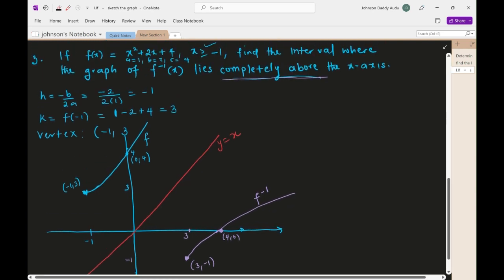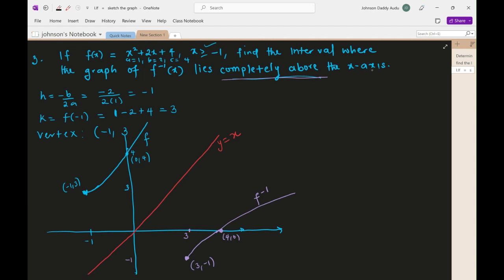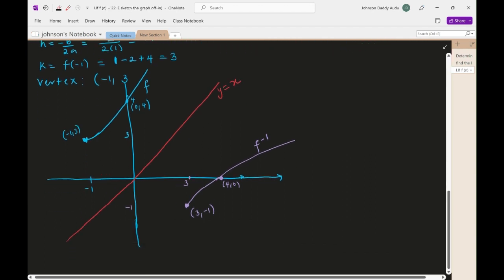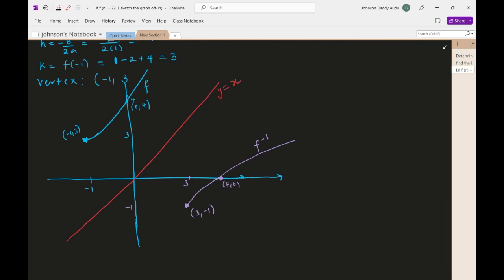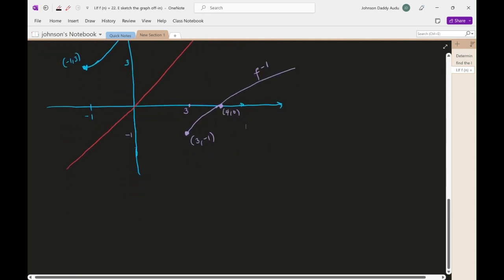But the question is asking us to find the interval where f inverse lies completely above the x-axis. And if you can see, remember at (4, 0), it's on the x-axis here. And here, you see, it continues this way. So it means that the interval is going to be from where? From 4 open, from 4 up. Completely above means we're not saying on the interval, so it's just going to be from 4 to where? To infinity.